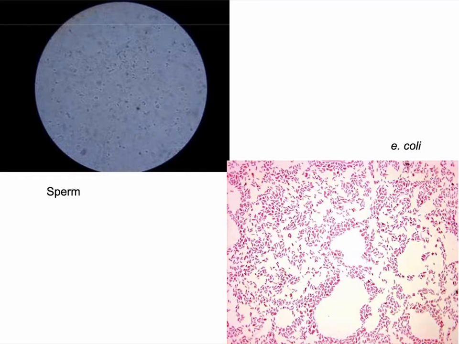So here's a couple other examples of cells under the scope, and we can see that sometimes cells are so tiny that a light microscope just isn't powerful enough to give us a clear picture. So we have sperm cells over here and a bacteria over here. These are E. coli bacteria.